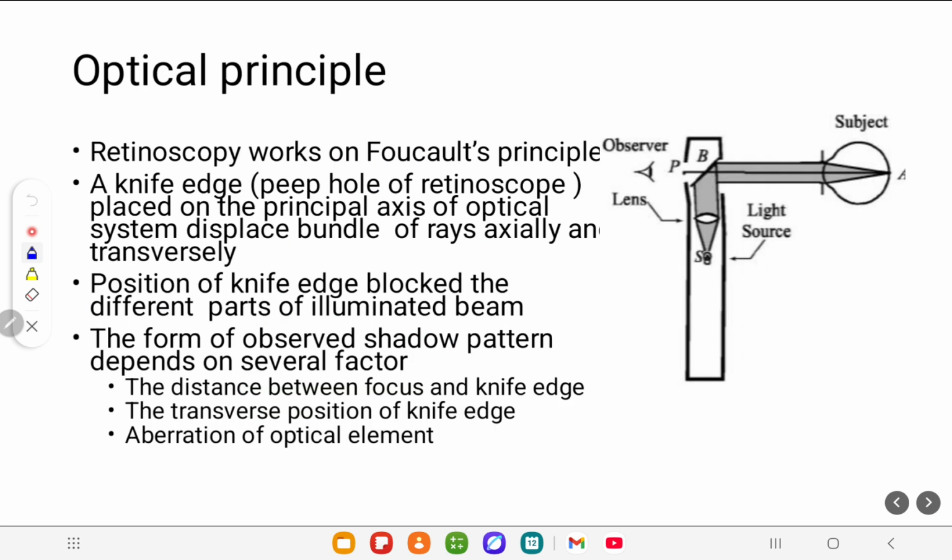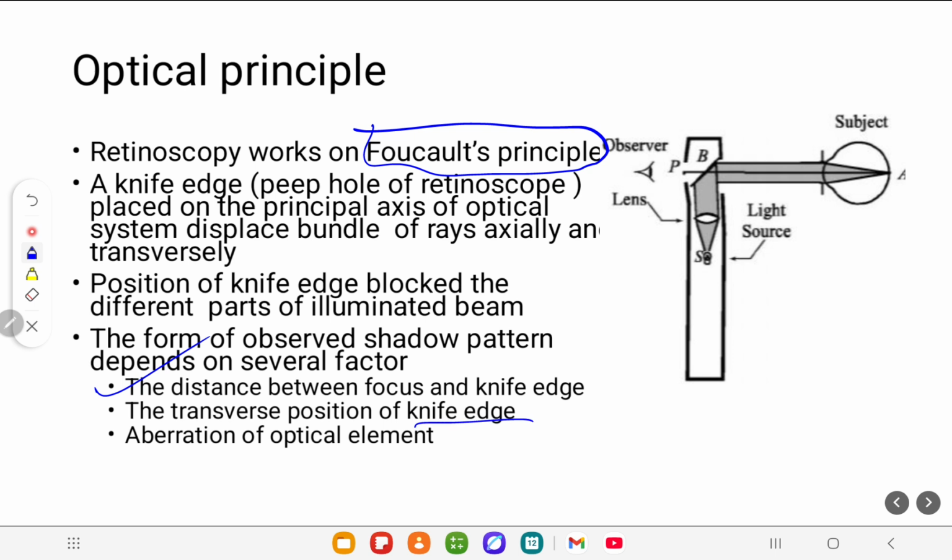So basically, what is the optical principle of the retinoscope? Retinoscope works on Foucault's principle, the Foucault knife edge principle. The knife edge is the peephole of the retinoscope. If the knife edge is placed on the principal axis, the system displaces a bundle of axial rays transversely. The knife edge blocks different parts of the illumination beam. The observer's shadow pattern depends on several factors: the distance between the focus and the knife edge, the transverse position of the knife edge, and the aberration of the optical system.